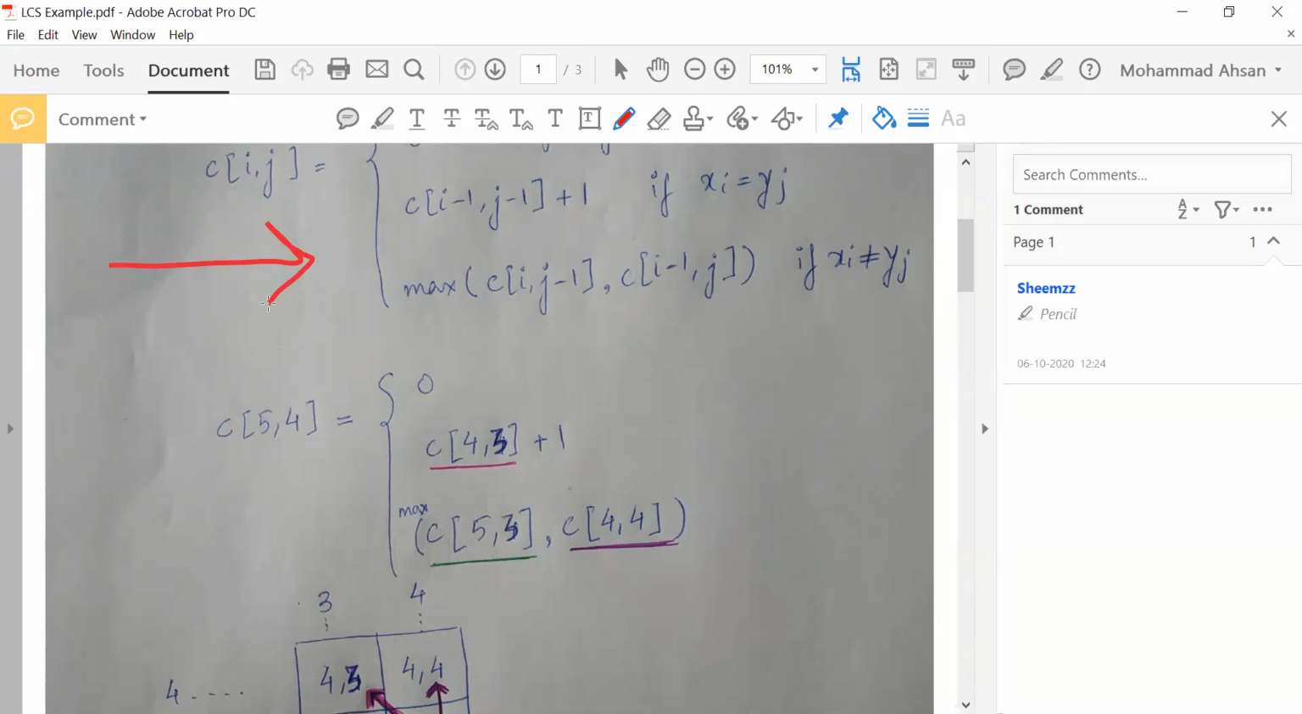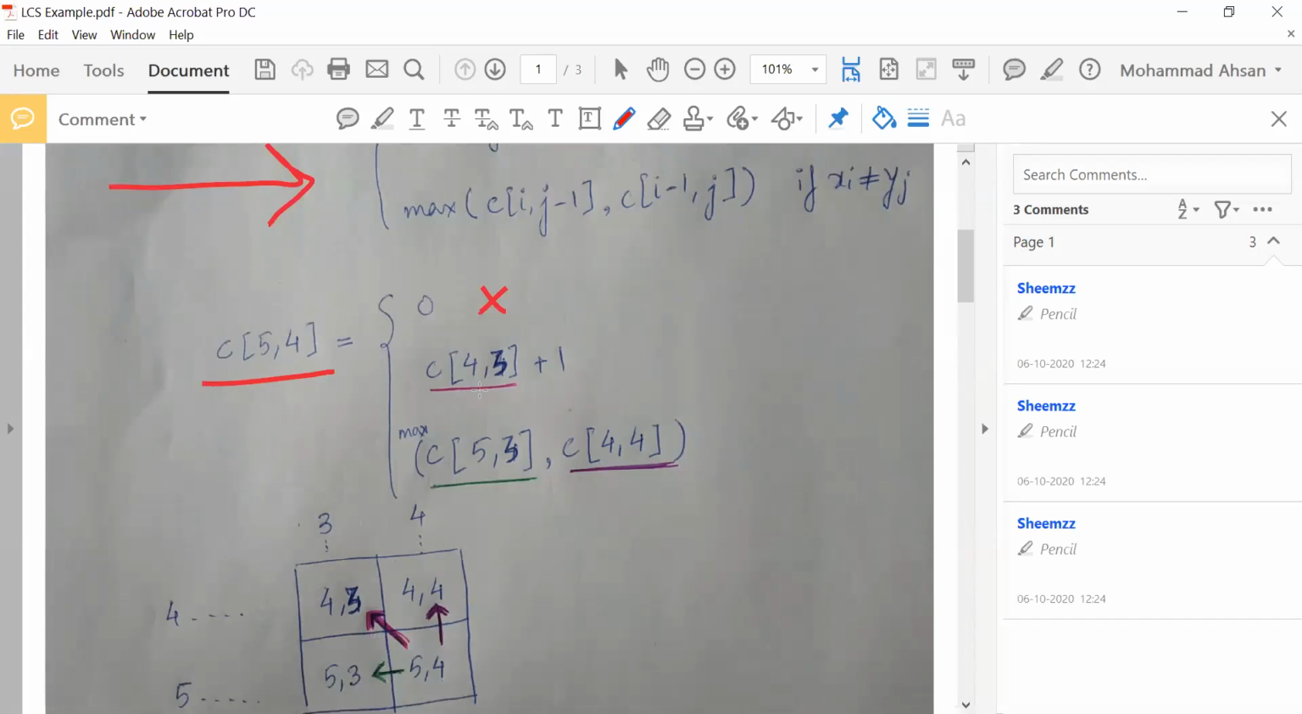Based on this formula, I have written what C54 will be. C54 will be 0 if one of the two lengths is 0, which is not the case here. C54 will be equal to C43 plus 1 in case the last element matches, and in case the last element does not match, it will be the maximum of C53 and C44.